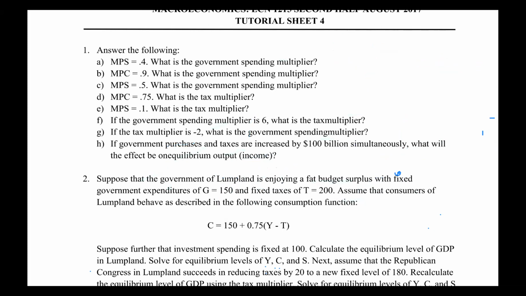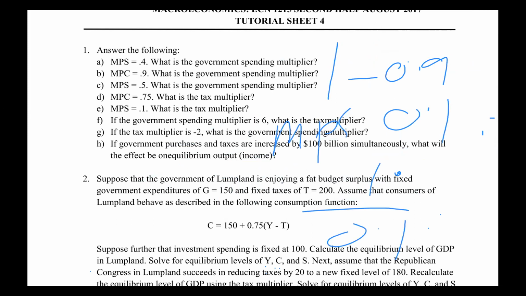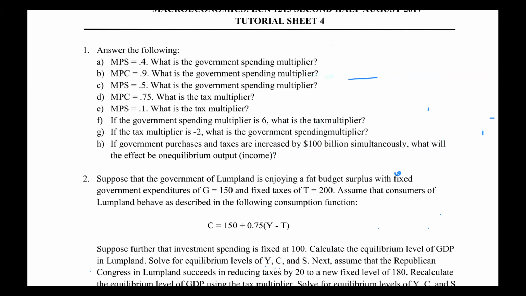Okay. So in the second question, they've given you the MPC. Obviously, you solve for MPS. You say 1 minus the MPC, which is 0.9. That should give you 0.1 as your MPS. Then you say 1 over 0.1. That will be your multiplier in the second question. Okay? 10.